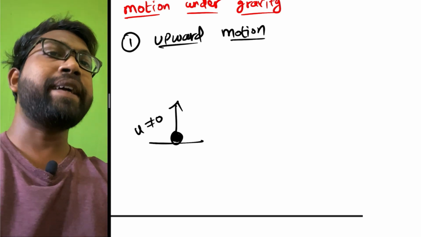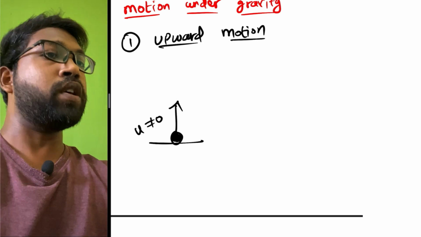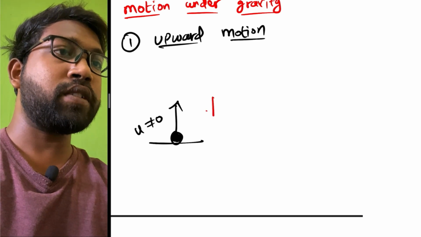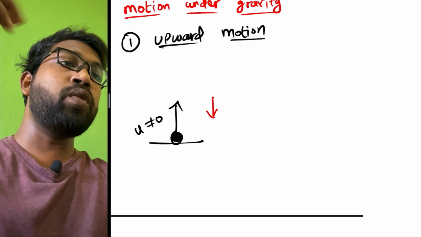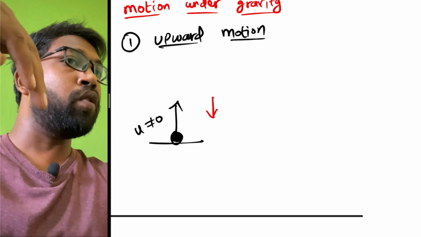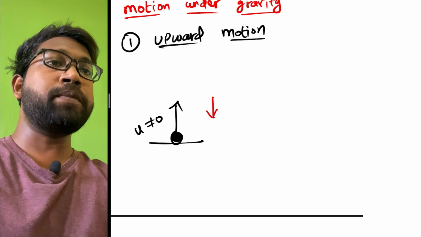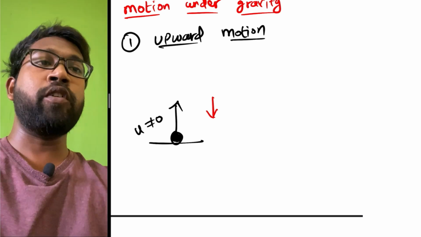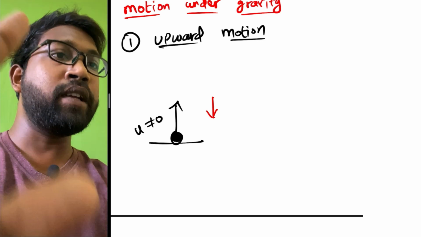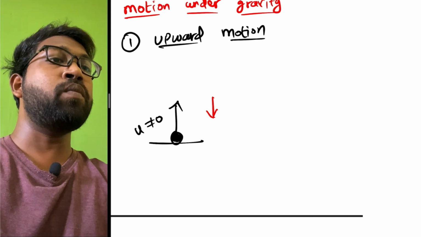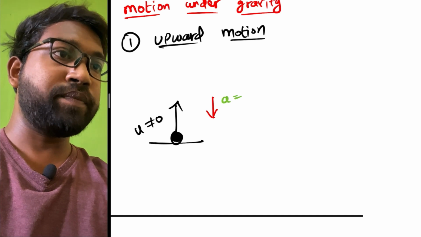What will happen? The gravity will continuously pull the object downwards, right? Keep one point in your mind. If the object is going towards gravity, which is downward motion, we have to put the acceleration A equal to plus g. If the object is going against gravity, which means upward motion, we have to put acceleration A equal to minus g. In this case, it's an upward motion, the ball is moving against gravity, so we write A equal to minus g.